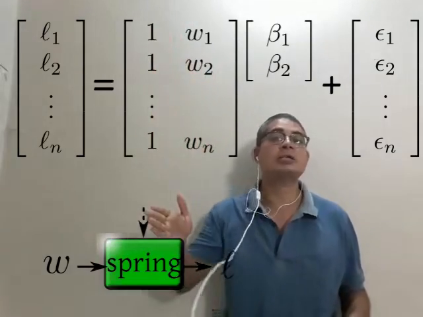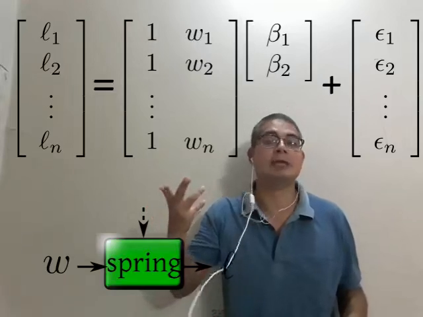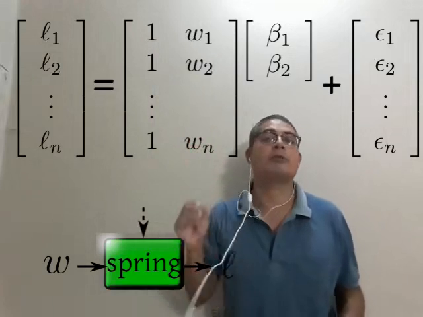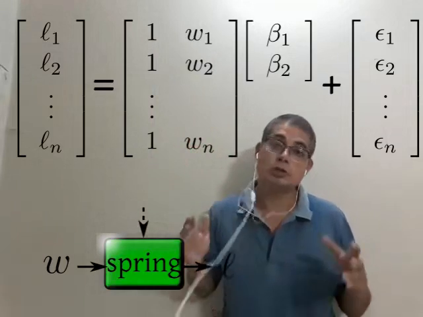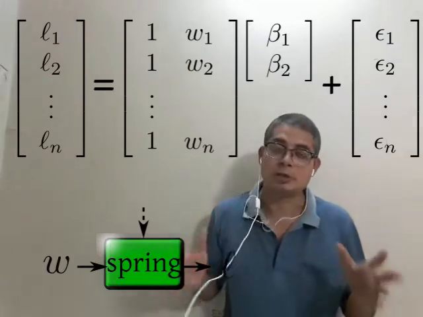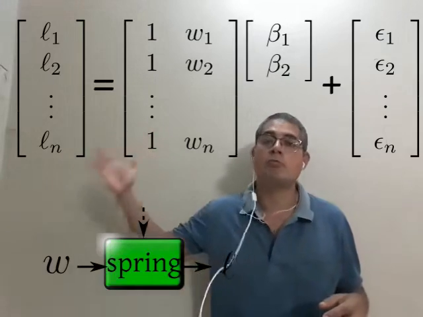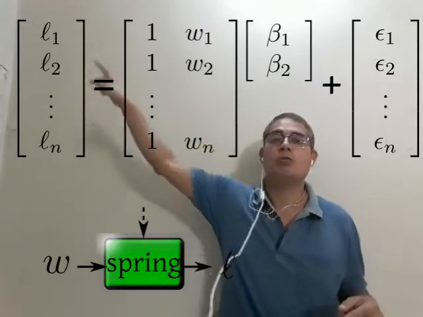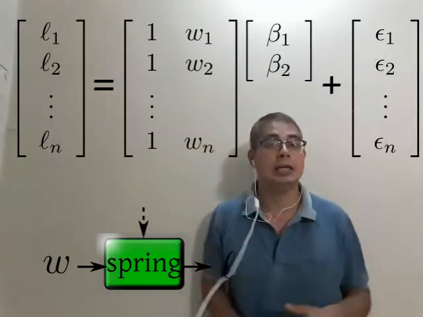Also observe that the first column of my design matrix is made up of ones. The second column consists of all the Wi's. So that is how you will do this in this particular example. So you got the form y equal to x beta plus epsilon. Here y consists of all these Li's.